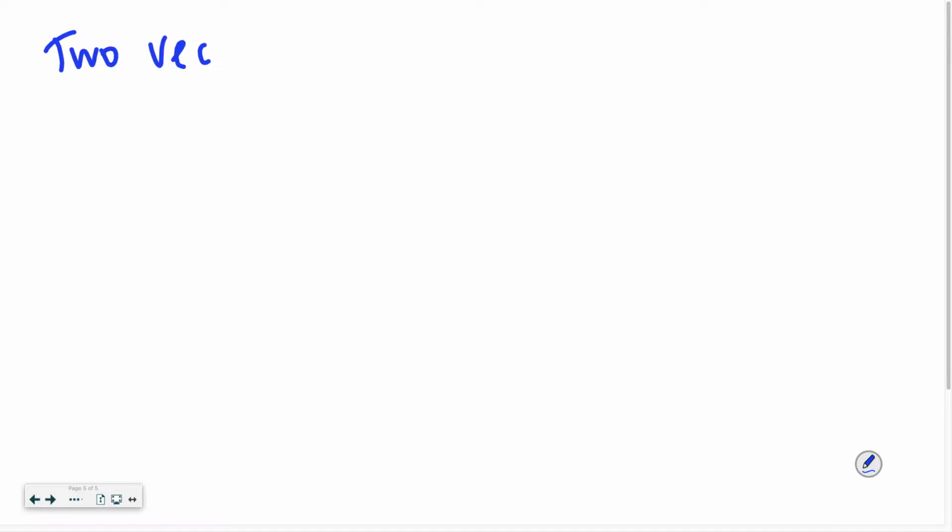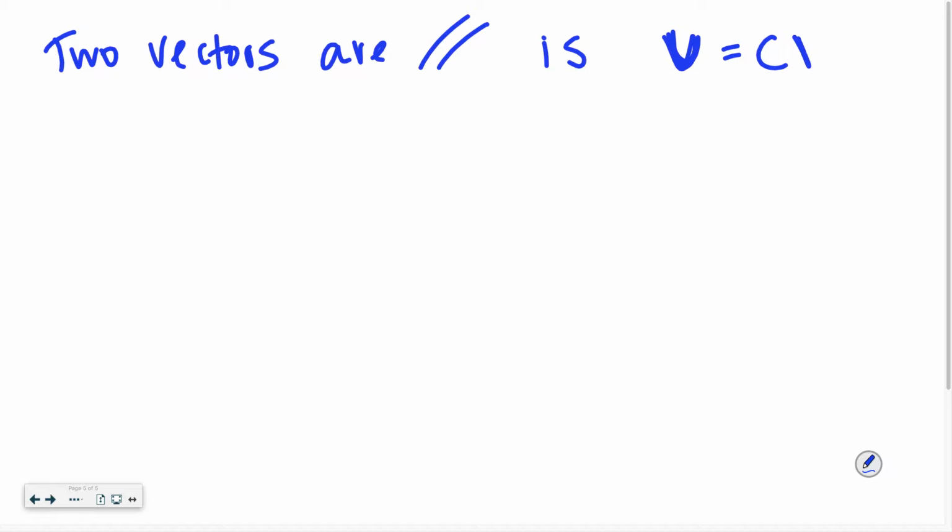Oh, it's 0, 0, 0. Ooh, that's a spicy vector. No, not the 0 vector. So 2 vectors are going to be considered parallel if vector u can be written as a scalar multiple of vector v.